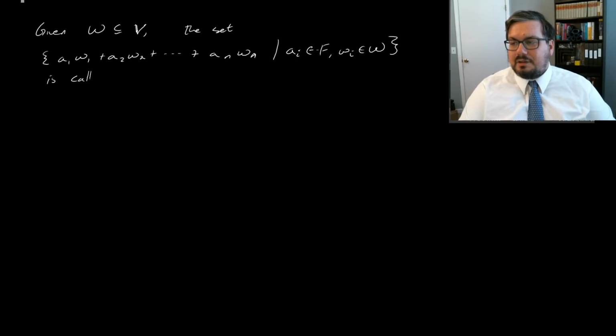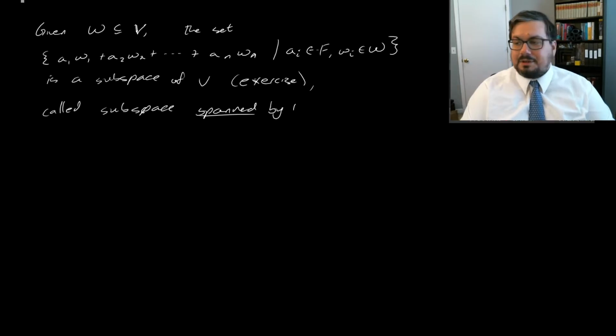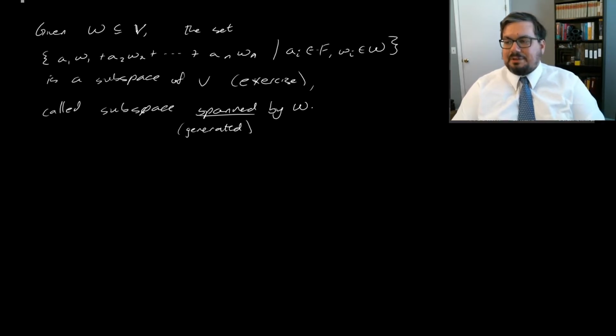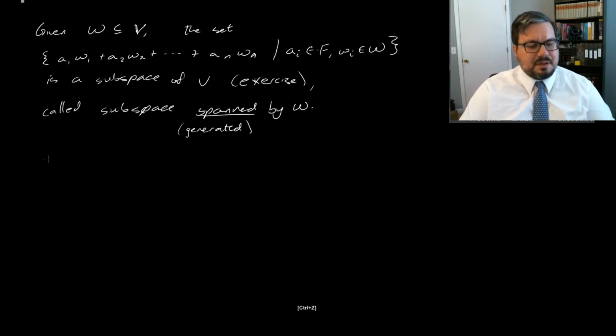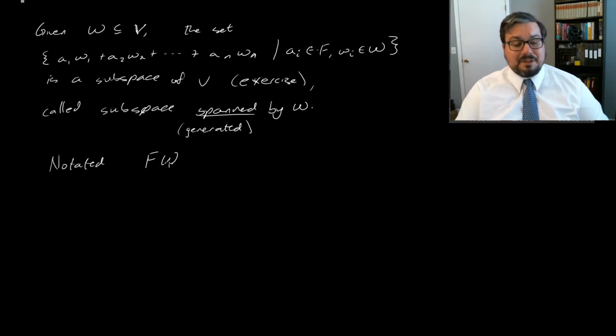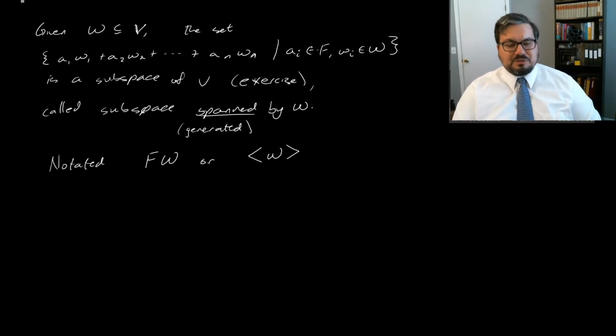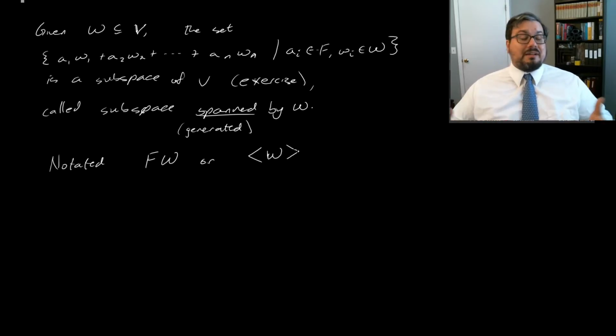This set is, well, first of all, it's a subspace of V. This is an exercise. And it's called the subspace spanned by W. Or sometimes it's the subspace generated by the set W. This is sometimes notated as F W. The idea behind this is that we're looking at all the ways of multiplying something by F by something by W, and then adding a bunch of those up. Or it's sometimes written using this notation, which is supposed to be reminiscent of the notation that we use for the generators of an ideal.